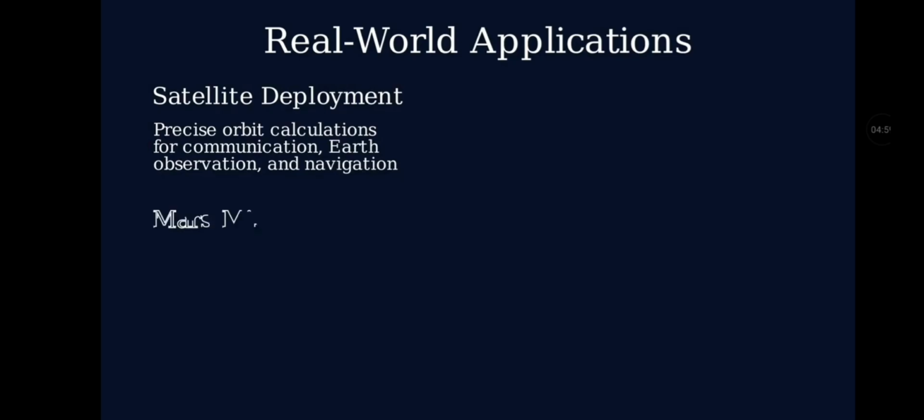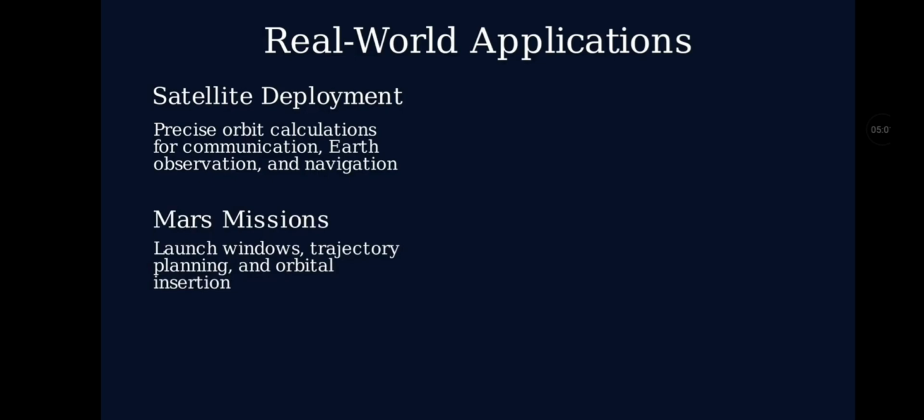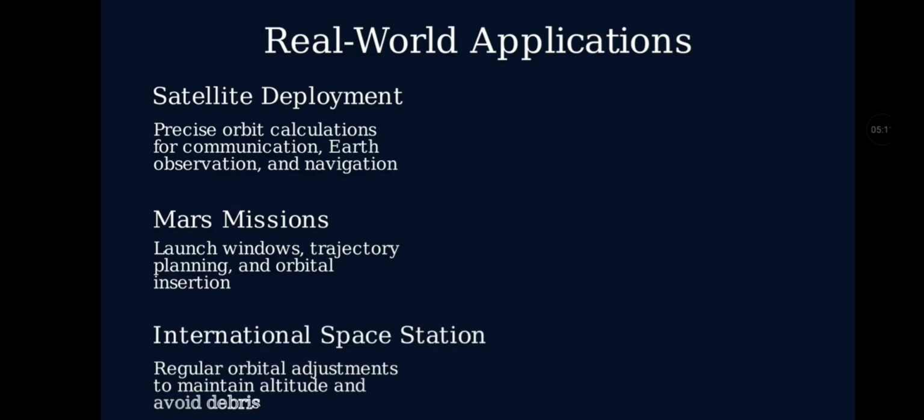Orbital mechanics is crucial for numerous space applications. Satellite deployment requires precise calculations to achieve the desired orbit. Mars missions demand accurate trajectory planning. Engineers must calculate precise launch windows that occur only every 26 months when Earth and Mars are properly aligned.